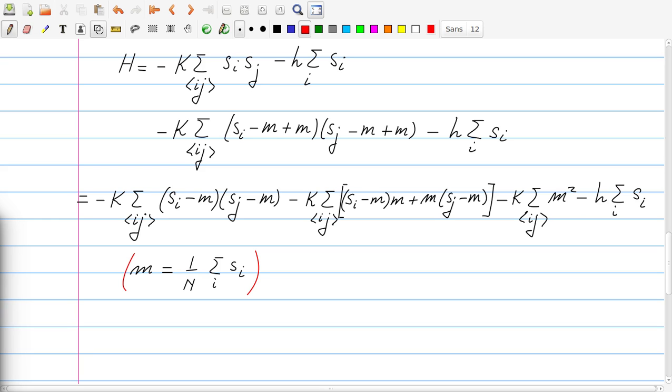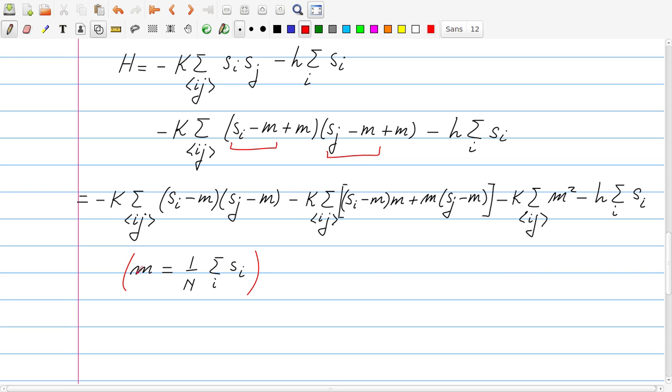We can then rework this expression as follows. We split these monomials into 2 parts. One part is the deviation of the spin from the average magnetization, and then we have the magnetization. And so first I get the 2 deviations multiplied by each other, then I have the cross terms, these two, and finally I have a term minus k m squared, and then there is the term with the magnetic field.